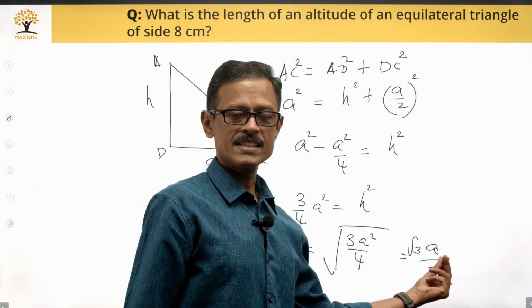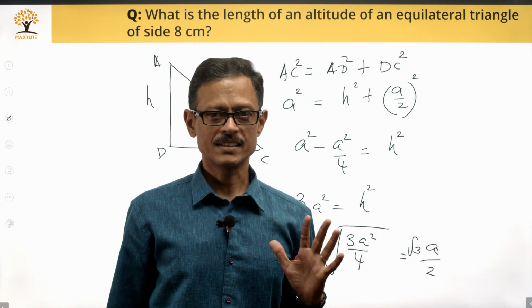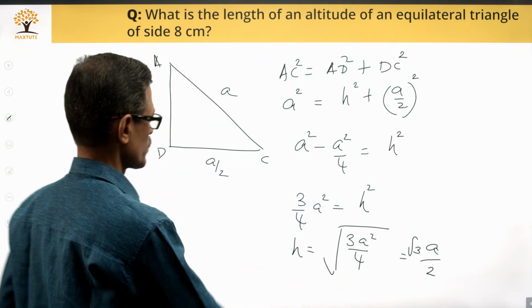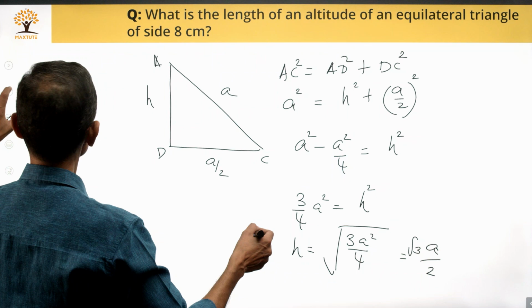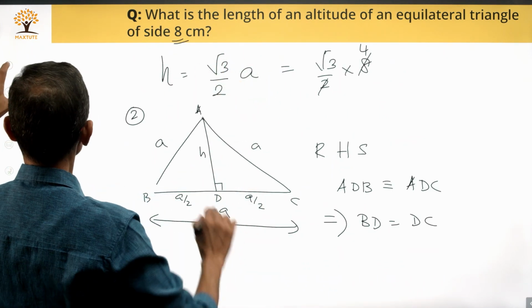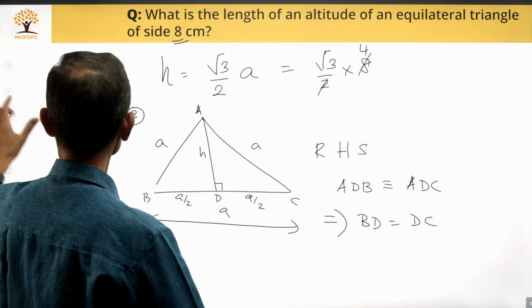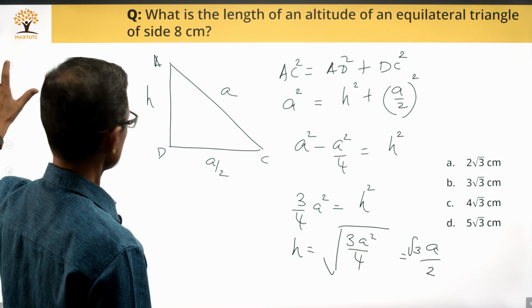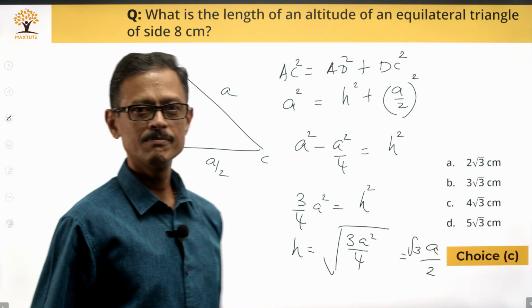In our case, A is equal to 8. Plug it in and get the answer, right? So this is essentially what you need to do. So we derived the formula to get it. If you knew the formula, as in this case, the answer should take you exactly 20 seconds. Answer is 4 √3. Answer option C is the correct answer to this question.